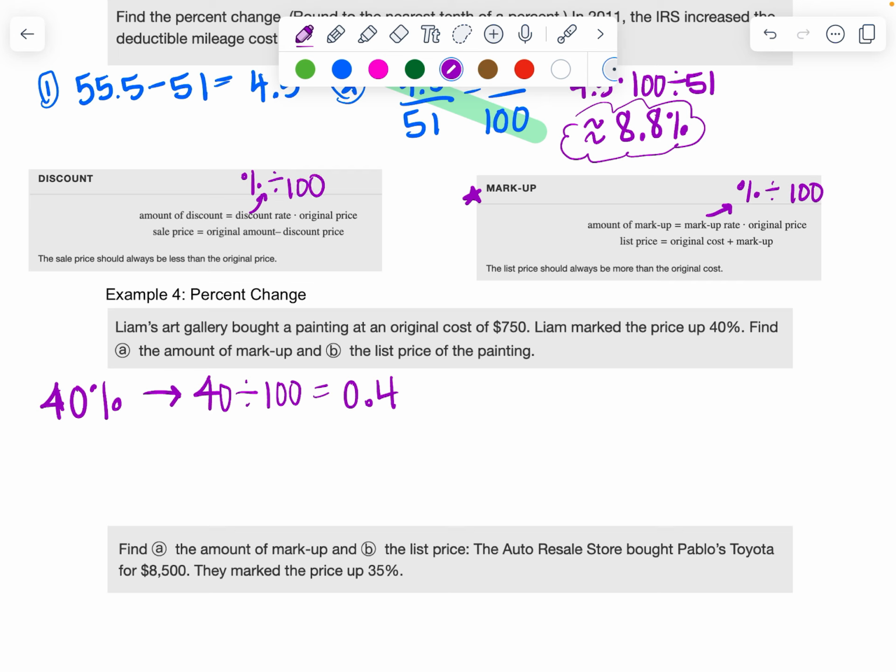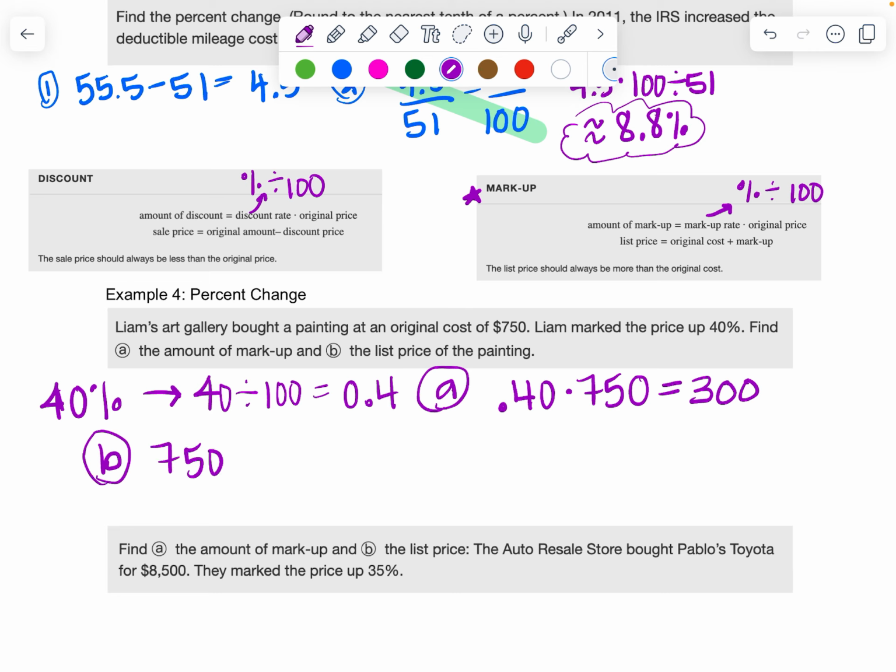So now we do the markup rate times the original price, 0.4 times 750, which gives us 300. So that's part A, the markup. So he's going to charge $300 extra. So that means the list price is going to be $750 plus 300, which means he's going to charge $1,050 for this painting.